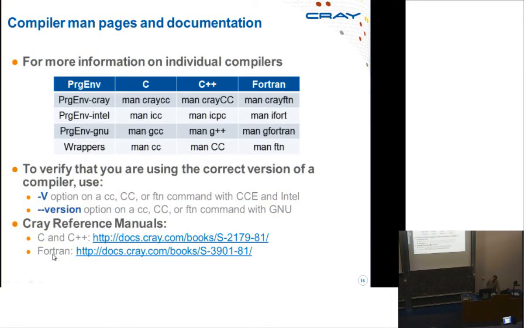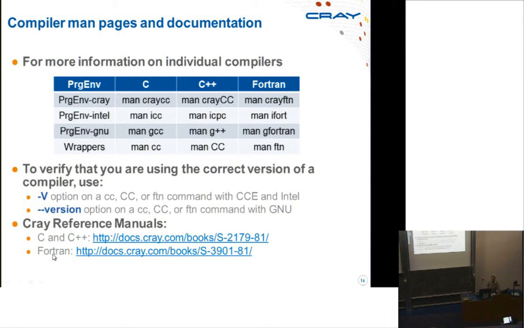Always look for more information. So the big thing that switches, Intel suddenly appears. You'll then be looking at ICC for your C compiler, ICPC for the C++ compiler, and iFort for the Fortran compiler. Again, make sure that you are using the right version of each compiler if you're under any doubt. So you should be able to pass this -v or --version option, depending, to the wrapper scripts to let you know what's happening at each stage.